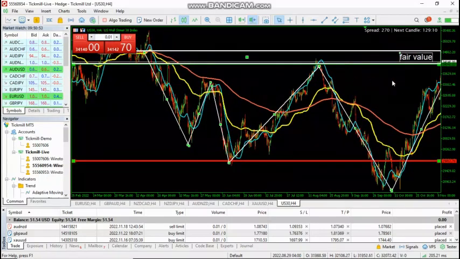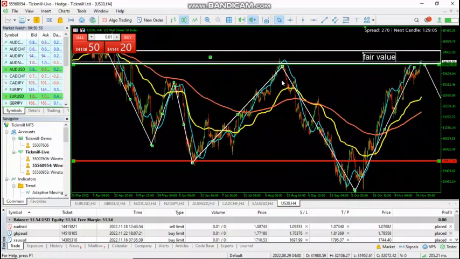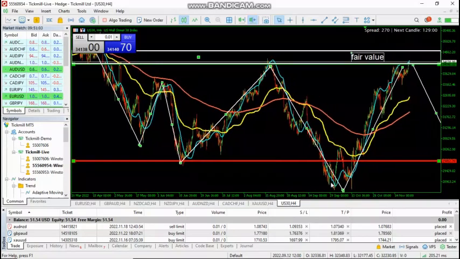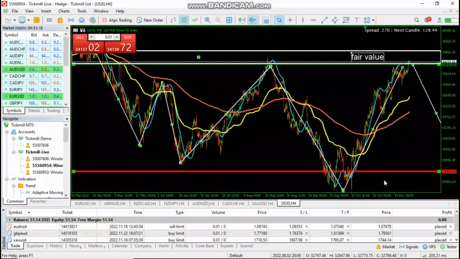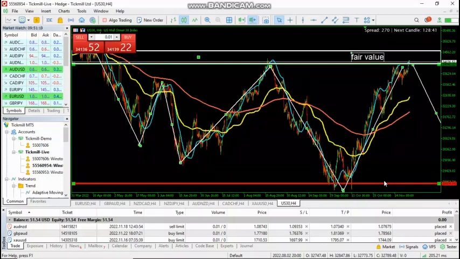From the area of fair value, it broke right down again, came right back down and tested this area. It went past that previous area of support, went right past it, and now it's got a new area of support, which I will move this line to. All right, this is the new area of support.